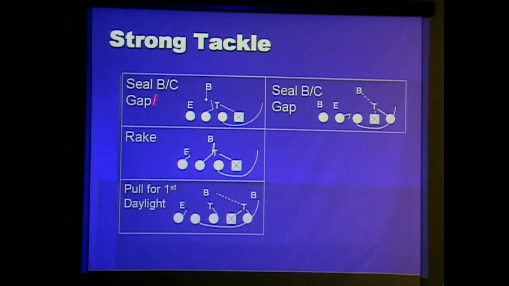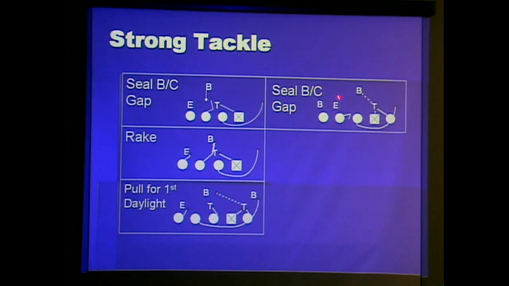Strong tackle is sealing the B to C gap. So he has any run through on that gap from B to C. If there's no B gap and there's a C gap defender, he will hinge. B gap run through, he would take that.